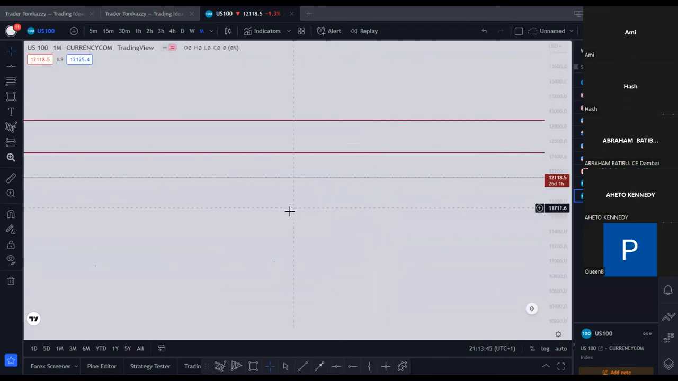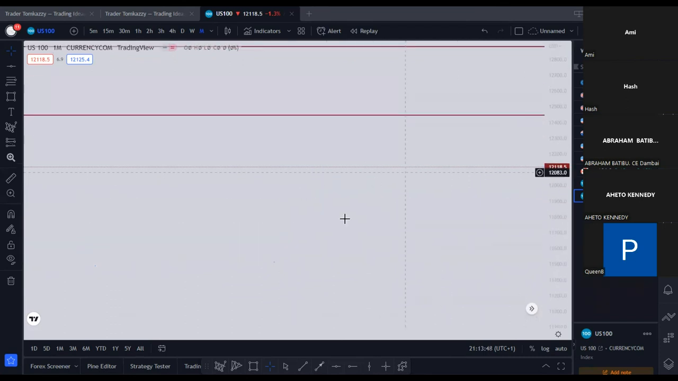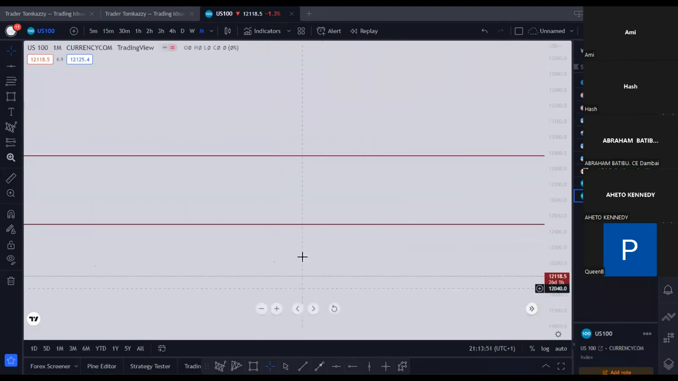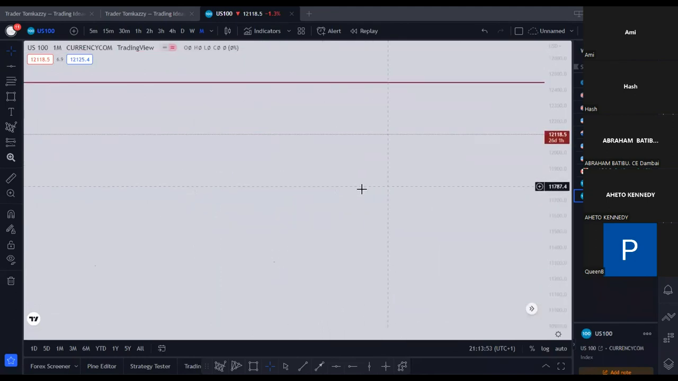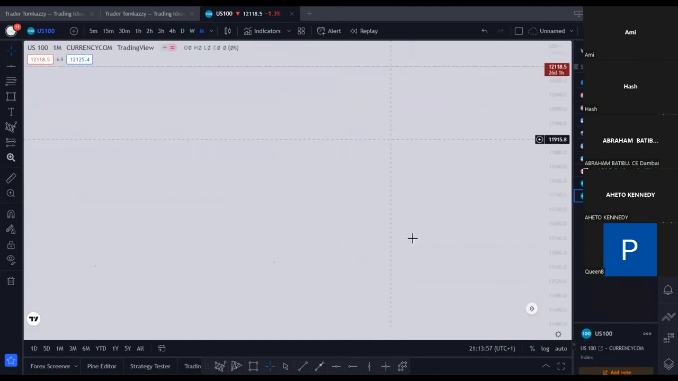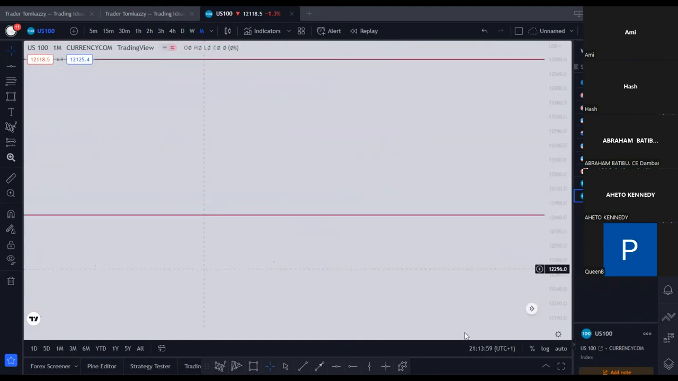And as we progress, we may be doing live analysis over there too. We'll show you how and when to take a trade, how to break down the market for you to get some nice sell or buy.